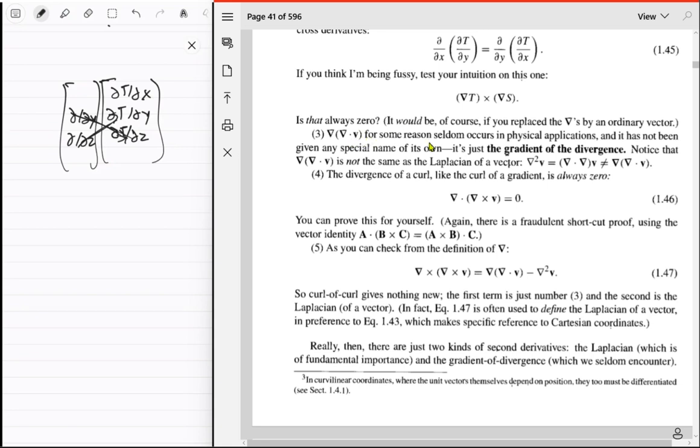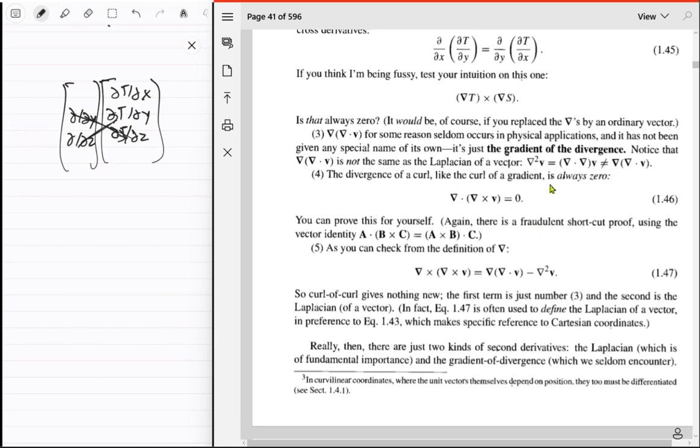Next, the gradient of a divergence for some reason seldom occurs in physical application. Not being given any special name of its own, it's just the gradient of divergence. Notice that this thing is not the same as the Laplacian of the vector. Both return a vector, but it's definitely not the same. Only the first term will be the same, partial square upon partial x square. But the other terms would be partial on partial x, partial on partial y, partial on partial x, partial on partial z. So definitely not the same thing.